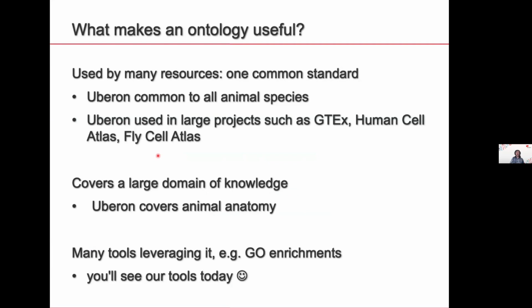It covers a large domain of knowledge. The gene ontology is all the functions of genes. Uberon is all anatomy of animals. And there are many tools leveraging it. So you all know gene ontology enrichment tests. We will show you some tools today which leverage anatomical ontology.